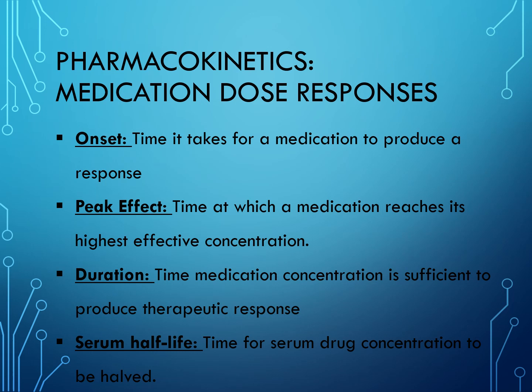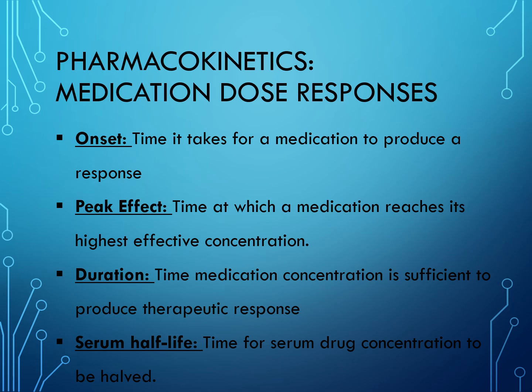In addition to the 4 phases of pharmacokinetics, nurses need to know the key properties of medications. The first is onset. This is how long it will take for the medication to produce a response in the body. Depending on what's occurring with our patient, we may need a different route to speed up the onset.